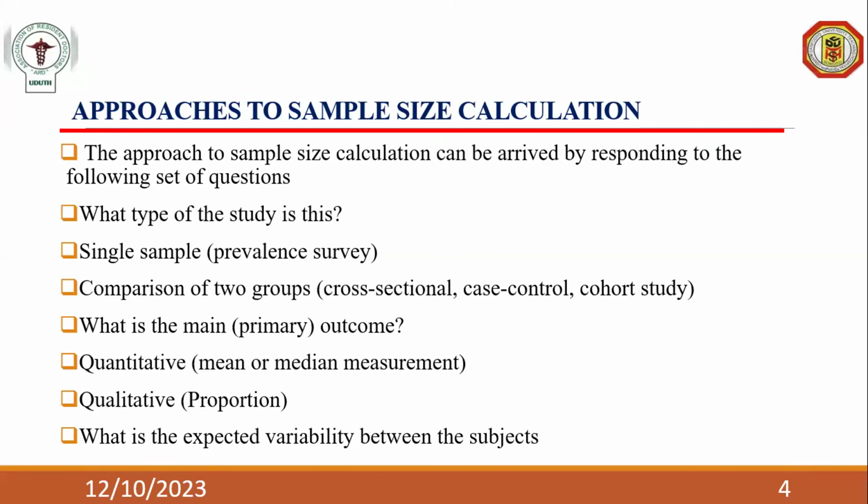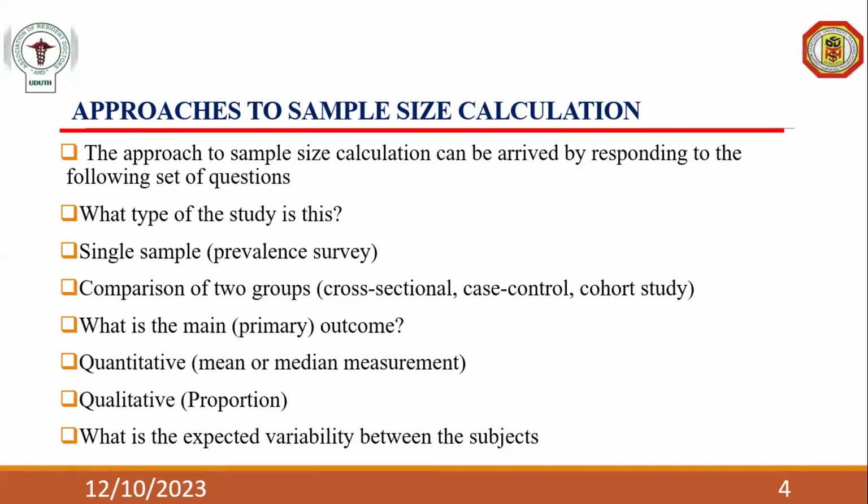Number three, comparison of two groups. Are you comparing two groups, or three groups, or four groups, or you are only using one group? So you have a cross-sectional study that is comparing two groups. That is a comparative cross-sectional study, when you want to do a cross-sectional but among two groups, group one and group two. So the formula for that is different from the cross-sectional study formula which you are using for only one group.